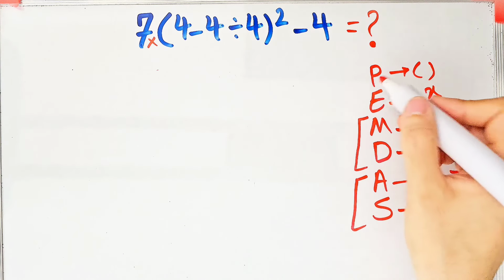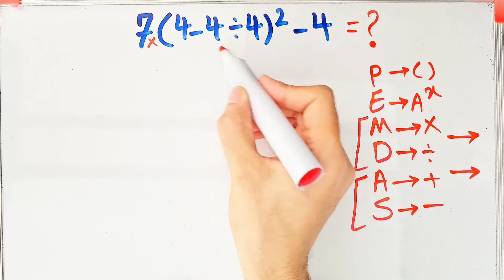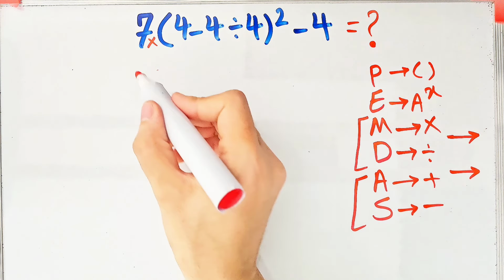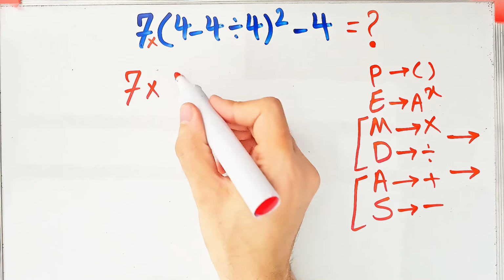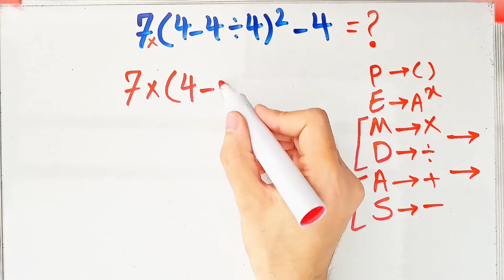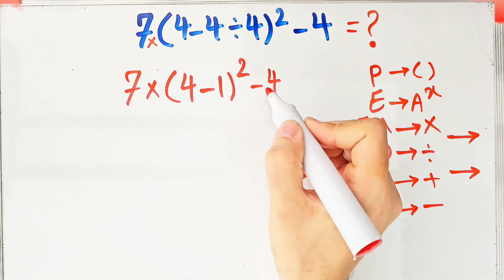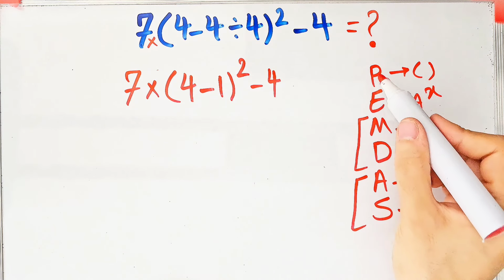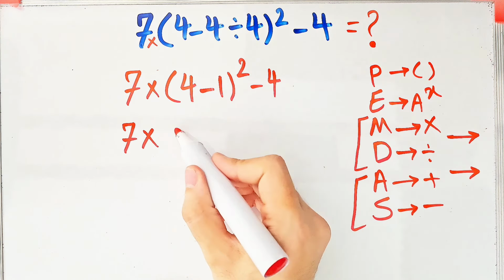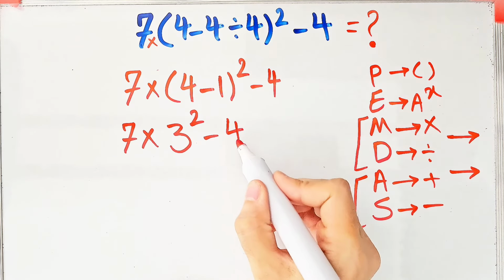According to the PEMDAS rule, first we simplify the parentheses. Inside the parentheses, we have subtraction and division. First, we do this division, because division has higher priority than subtraction. 7 times (4 minus 4 divided by 4, which equals 1), then all of them to the power of 2, then minus 4. Again, we simplify the parentheses. We have 7 times (4 minus 1, which equals 3), then to the power of 2, then minus 4.